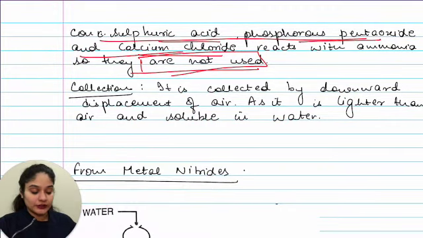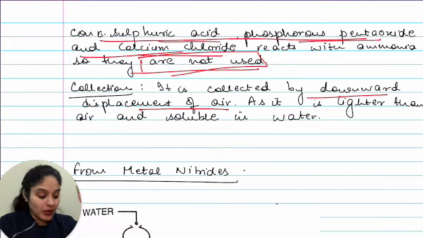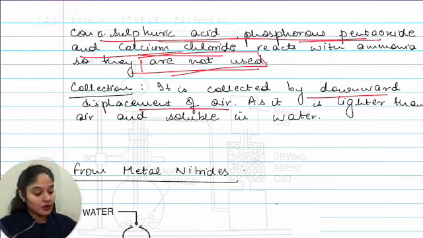Now, collection. It is collected by downward displacement of air. Why is that? Because it is lighter than air. And why don't we use water? Because it is soluble in water. Okay, I hope this much makes sense.